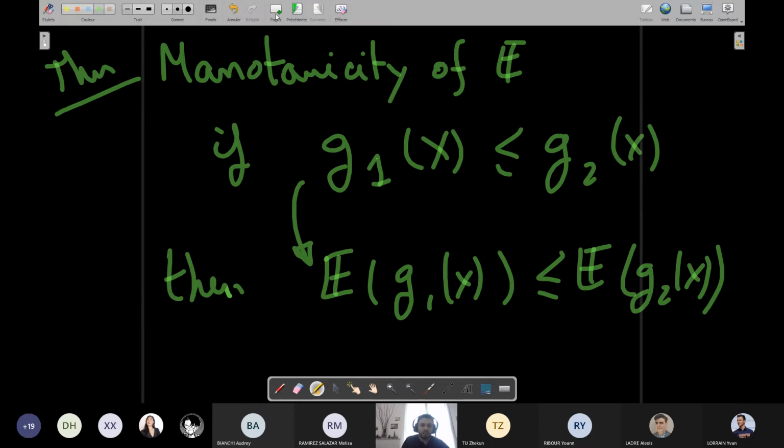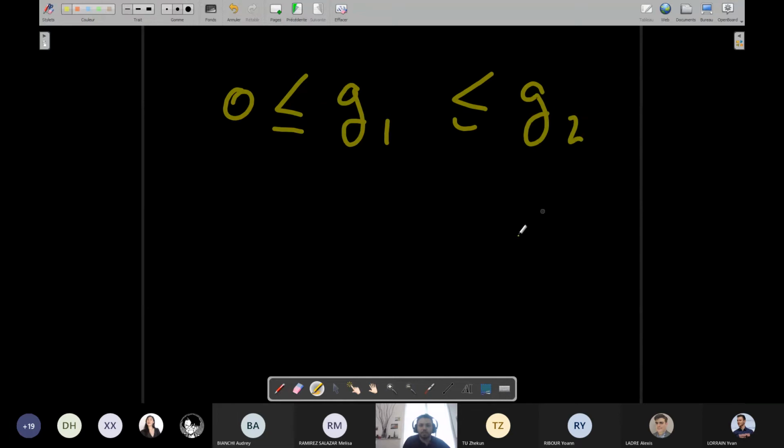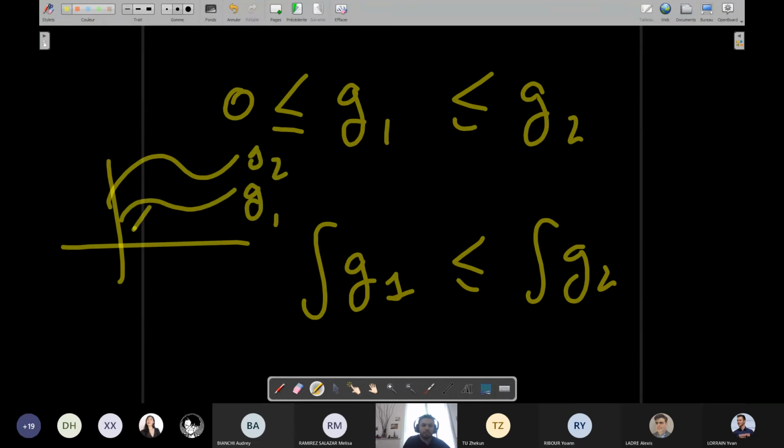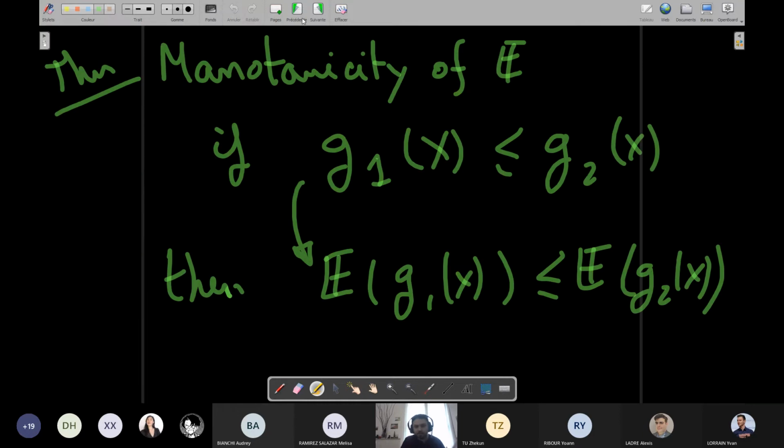Again, this is obvious if you remember that you have an integral. You have a positive function g1 which is smaller than g2, and you integrate, then the integral of g1 is smaller than the integral of g2, because the integral is the area under the curve. So if you have g1 here and g2, this area is smaller than that one. So the expectation has a monotonicity property. Any question about that? Is it clear?